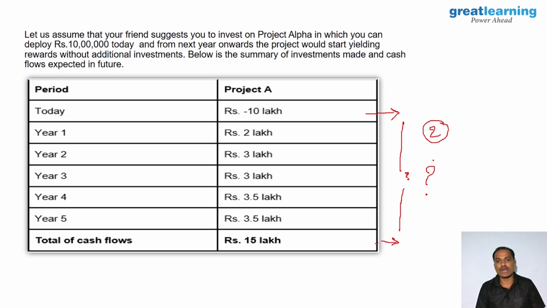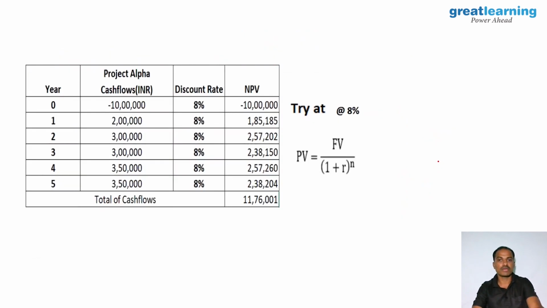Okay, so which will come on average, so generally that are used in the industry. So let's say we will first try at 10% and then we will try for 12%, or we will try first at 8% and then at 12%. So we do that in this method. Okay, so you can see first we will try at 8%. So first we try at 8% discount rate.